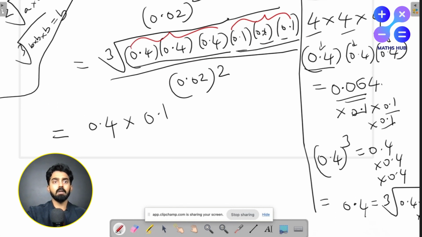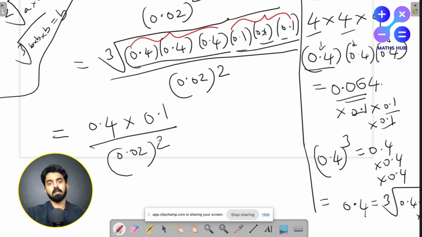And then you have 0.02 square here. Okay, so what can we do here? So let's try to tackle that. So 0.4 times 0.1 will give you 0.04. I usually like to write it as an exponent, or let's tackle the denominator first.